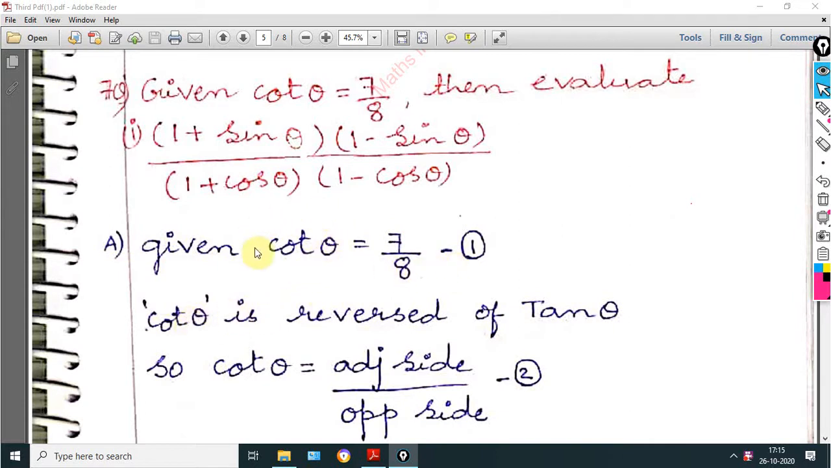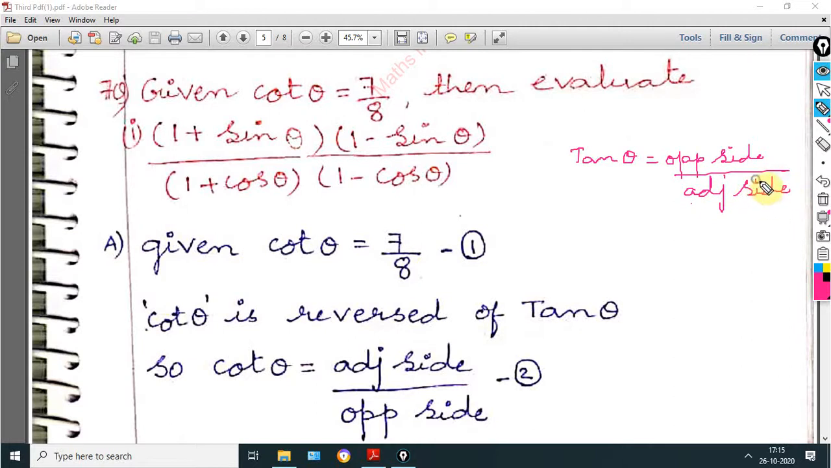Now you may ask, what is cot theta? Cot theta is another trigonometric ratio which is the reverse of tan theta. You know the formula of tan theta, yes? Do you remember the tan theta formula? Tan theta equal to opposite side by adjacent side. So this is the formula of tan theta.